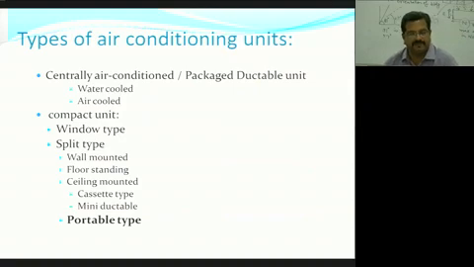For a building, it is very important to know which type of unit we have to select to have air conditioning inside the building. There are various types of air conditioning units. One is central air conditioning, which is called a packaged ductable unit. This comes with two types of system: one is the water cooled system and the other is the air cooled system.